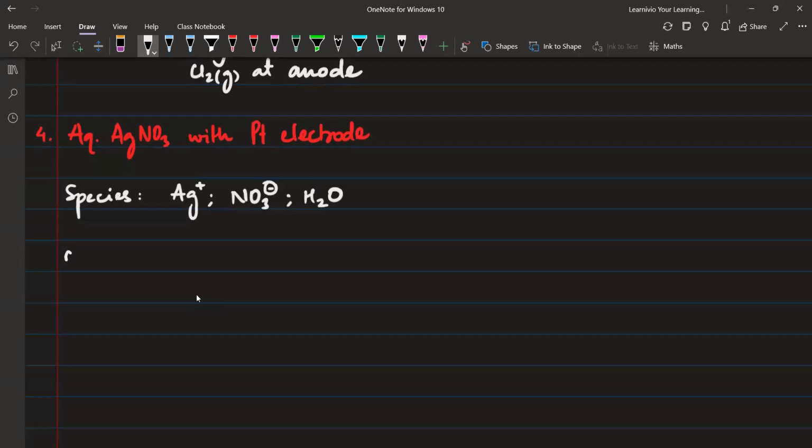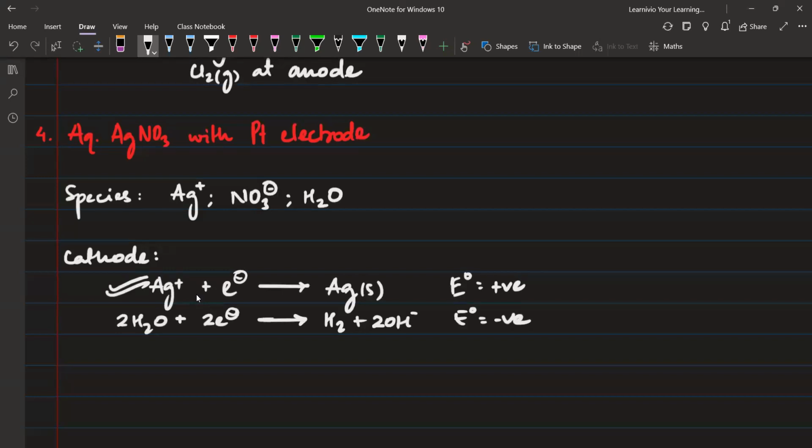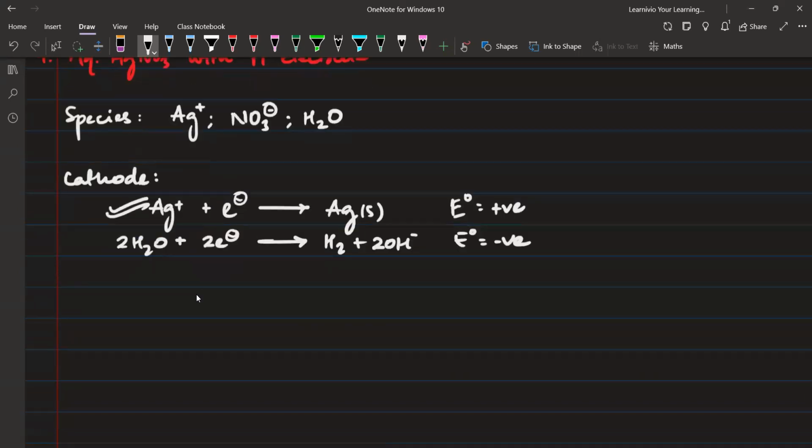So in the cathode, Ag positive plus electron gives Ag. I hope you remember that this is a copper-family element, which means the E naught for this reaction will be positive. The other possible reaction is two water molecules plus two electrons giving hydrogen gas plus two OH negative, and we have seen that the E naught of this reaction is negative. So obviously Ag plus is greater, so Ag is going to be formed at the cathode.